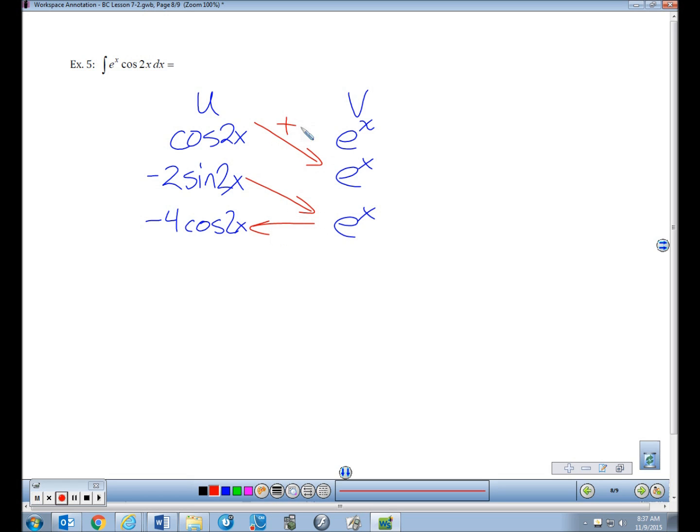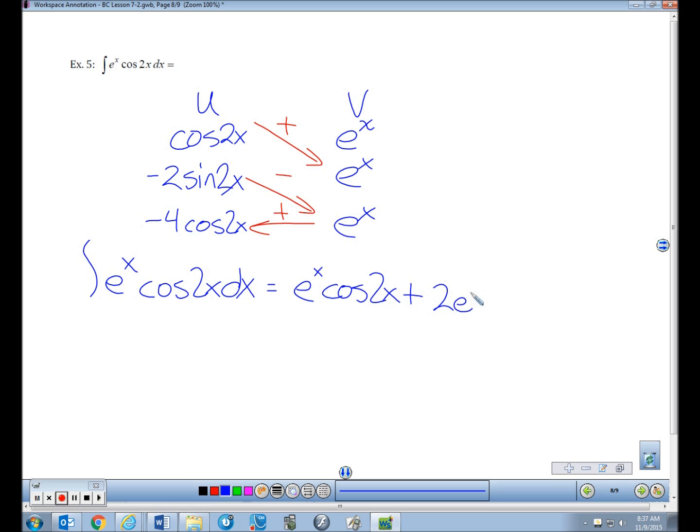Drawing our arrows, plus, minus, plus. So we end up with the integral of e to the x cosine 2x dx equal to e to the x cosine 2x minus, or plus, because the negatives cancel, 2 e to the x sine 2x. And we have a minus the integral. I'm going to put the 4 in the front there, e to the x cosine 2x.